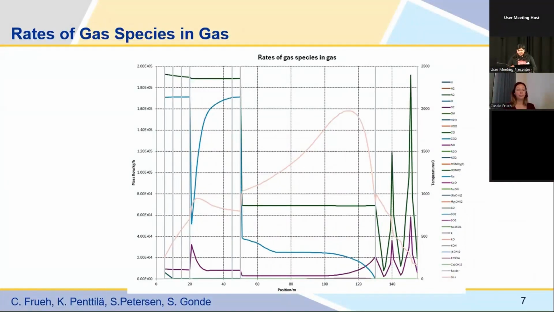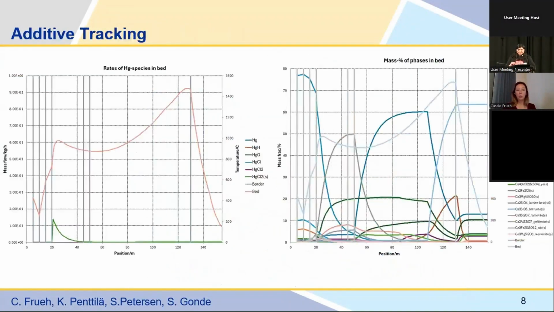All right. Okay. So what other insights can we get from KilnSimu? Go to the next slide. I put in two more examples. One thing we've had a lot of interest from customers is additive tracking or mass percentage of phases in the bed because they need to get rid of a specific phase. So I put in two examples here. You could change these examples.